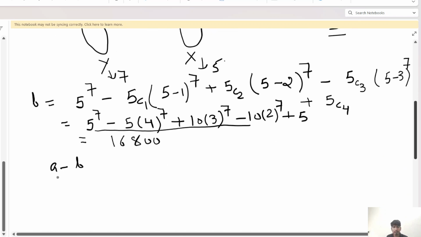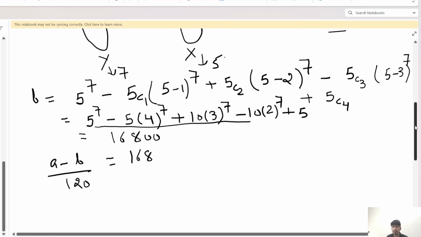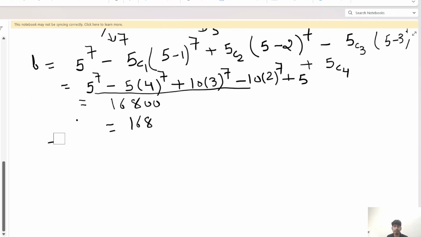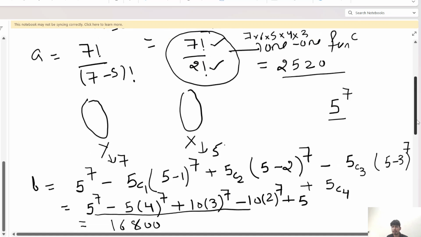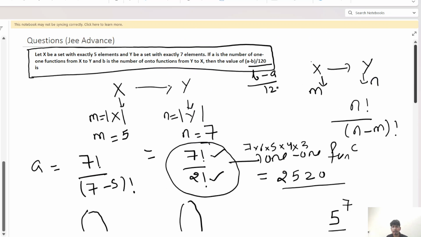The value of b minus a, divided by 120, is asked in the question.